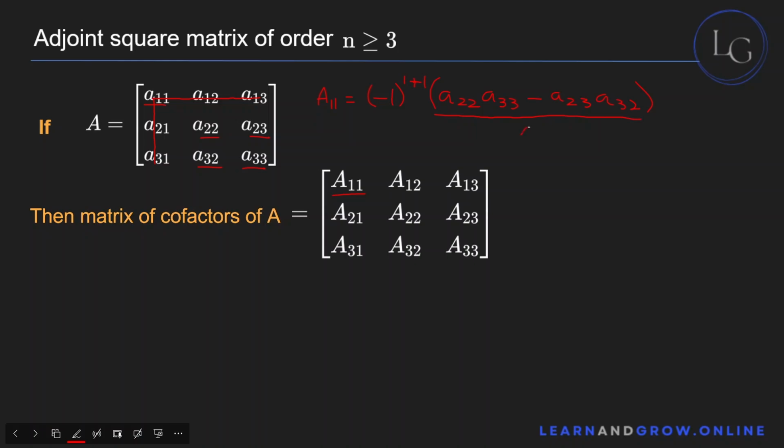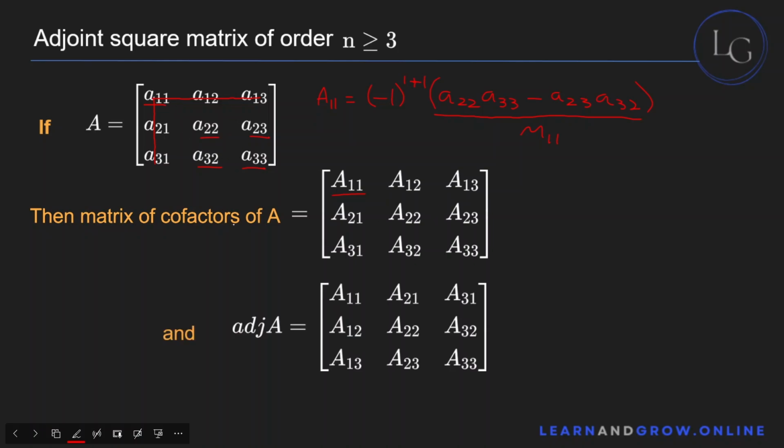This is basically the minor of element A11. And this is how you find the cofactor of A11. So you'll find the cofactor of each and every element in this matrix, and then you'll take its transpose. The transpose of this matrix will become the adjoint of A. That's it. In other words, you'll take the cofactors of each and every element, put them in a matrix form, and then take its transpose to get the adjoint.